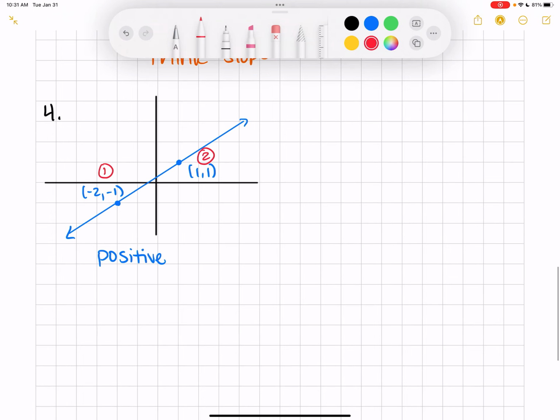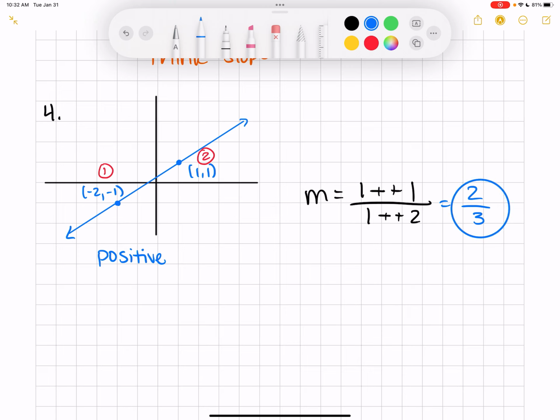Okay, so my slope is equal to y2, so my y value is 1, minus y1, which is negative 1, so minus a negative is going to become positive on top, divided by x2, so that's 1, minus x1, which is negative 2, so minus a negative is going to become plus, so then that's equal to 2 over 3, so my slope is 2/3 for that one. That's nice.